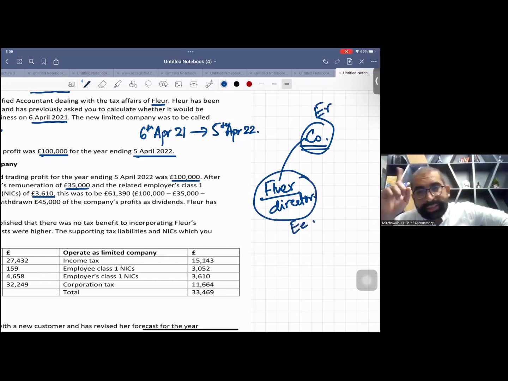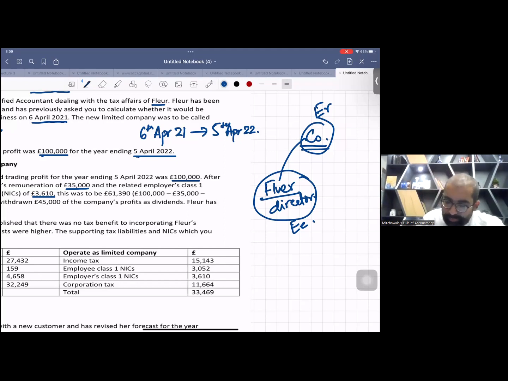So now the basic trading income rules: whatever the employer is spending on an employee is an allowed expense. The employer is first of all giving the salary of 35,000. That is also allowed for corporation tax. Secondly, the company has to pay class 1 employer NIC for this director, and that is also an allowed expense.